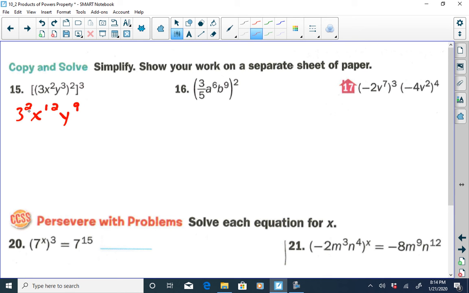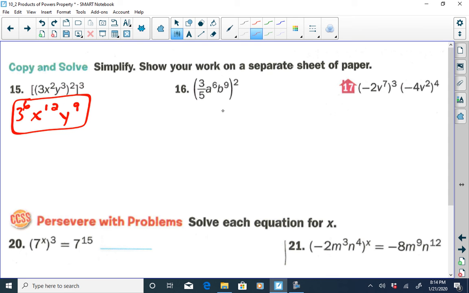But that 3 squared also has to be raised to the third power, right? And I didn't do that, so that should be 3 raised to the second power times to the third power. 2 times 3 is 6, so that's going to be 3 to the sixth power. All right, and that would be our answer there.